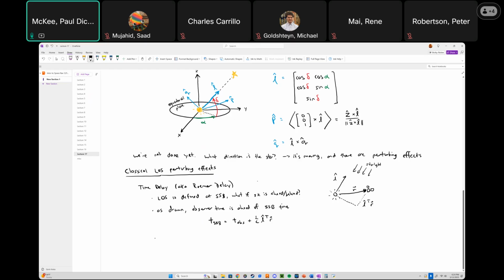This effect typically perturbs stars less than 1 micro arc second near Earth. So generally way less than we can reasonably measure with our star trackers.